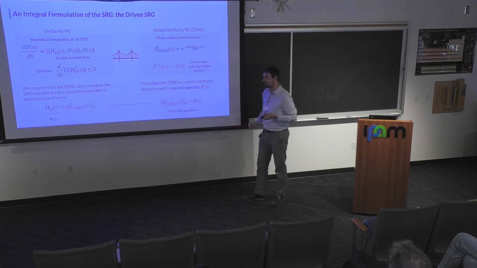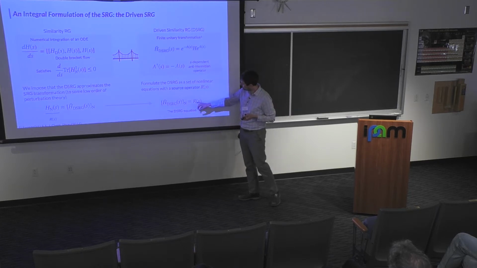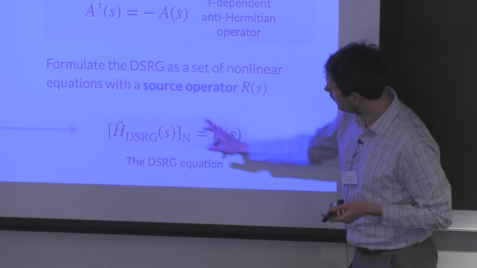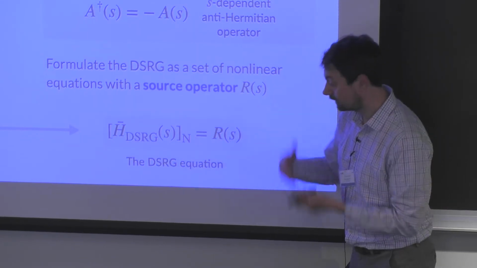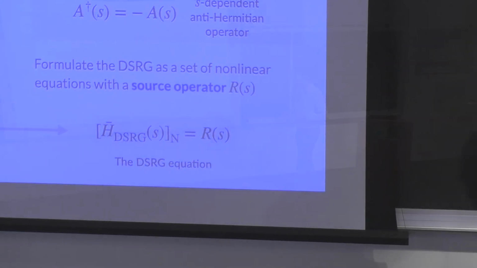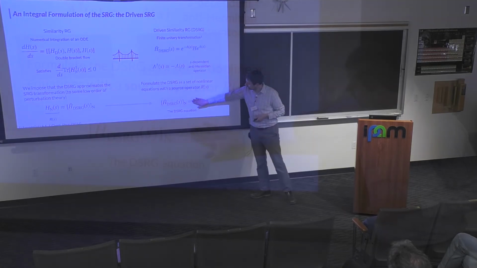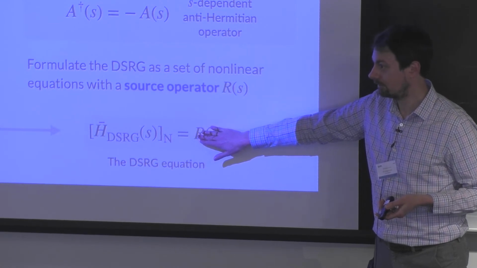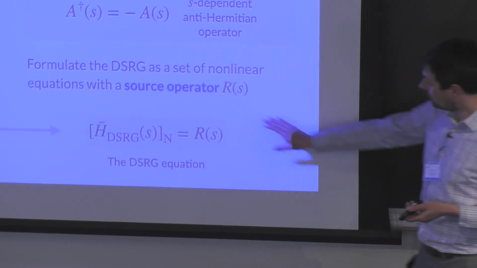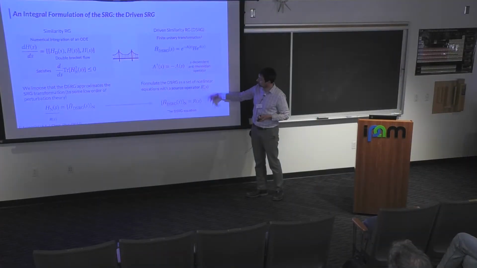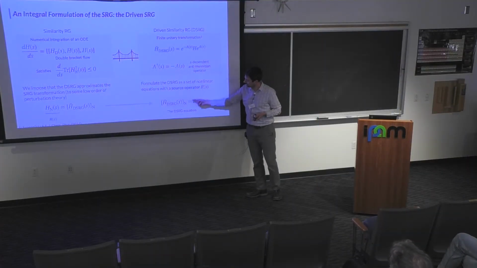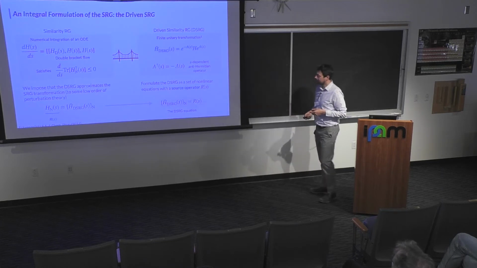Maybe if I explain this point. At the beginning, when S equals 0, I want this side to be equivalent to the starting Hamiltonian, because at the beginning I've done no transformation. And when I go to S equals infinity, this side should be mostly 0. Now this equation is nonlinear and it's implicit because I'm solving for A given this condition.